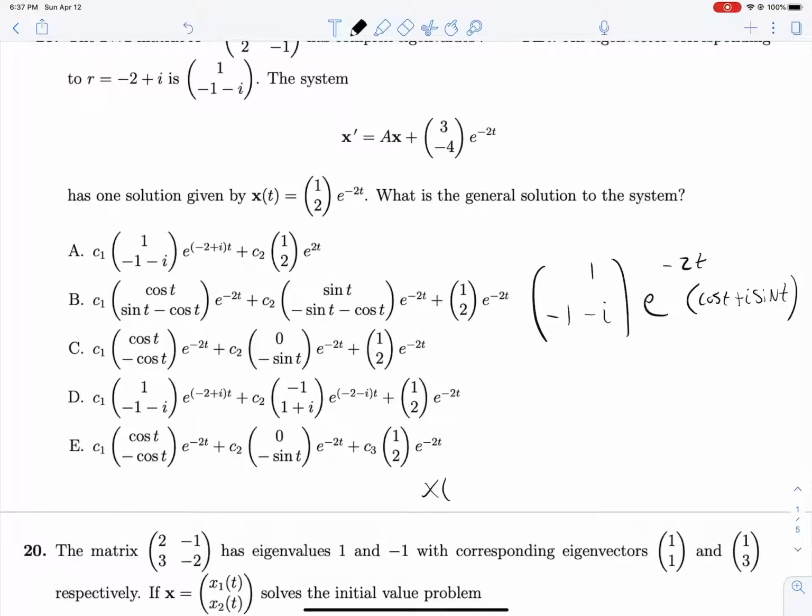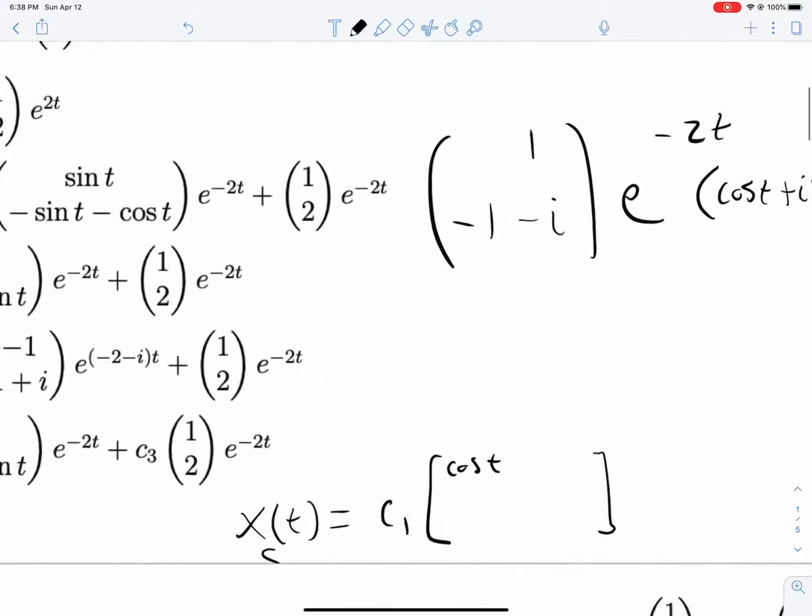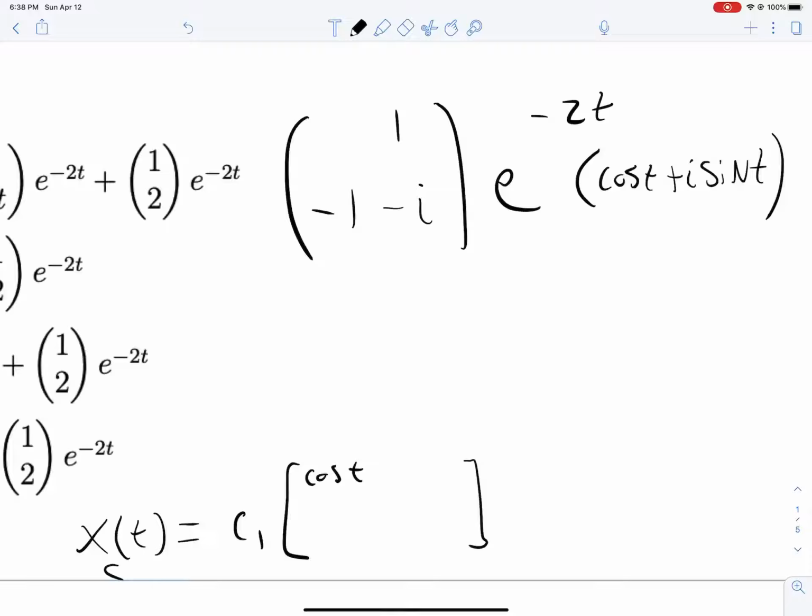So x c of t is equal to c1 times the real part of this guy up here, and we're going to get a real value when cosine is multiplied on the top, when cosine is multiplied to this -1 on the bottom, and when sine is multiplied on the bottom, like so. So we will have cosine t, and I'm a little cramped for space, so we might have to zoom in here.